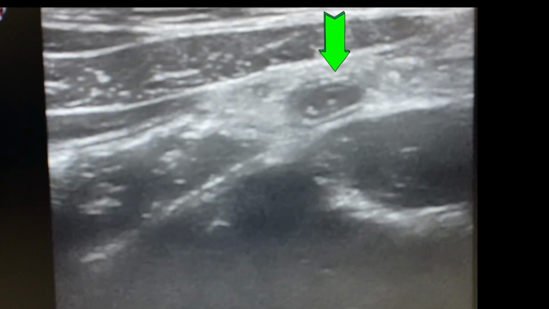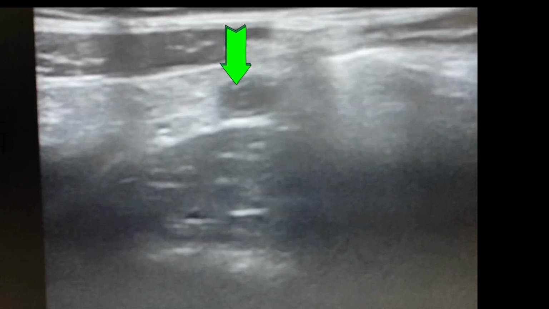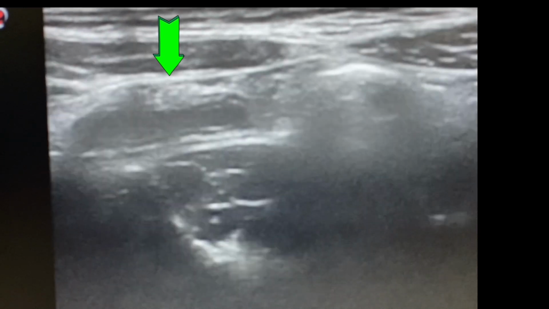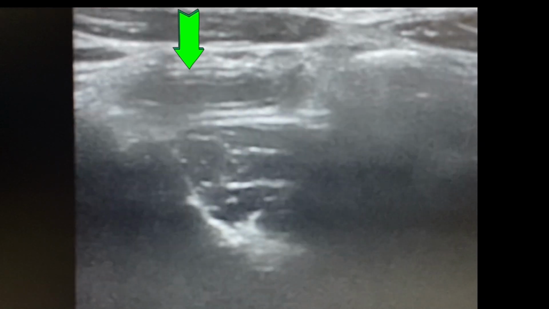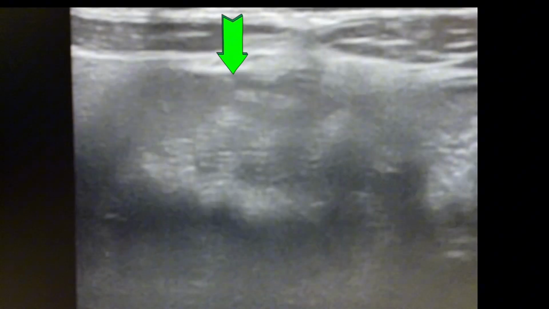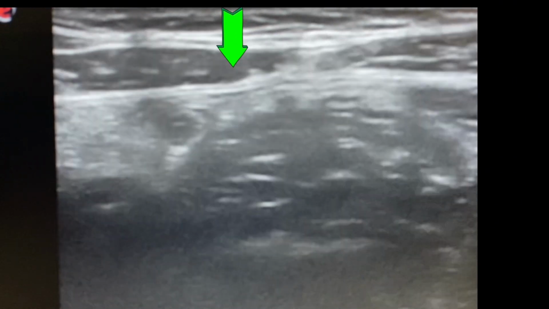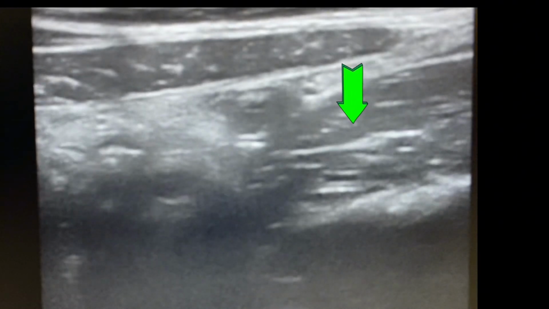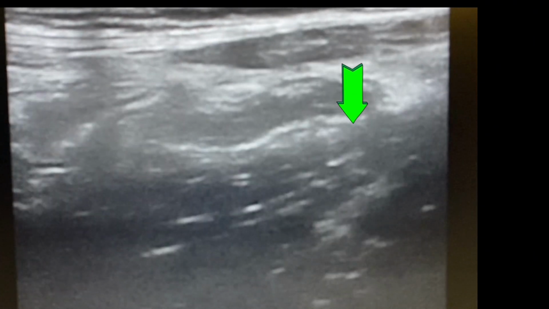Now here we see a rounded mass anterior to the muscle layer. When I rotate my probe along its longitudinal axis, we see a tubular structure. On compression, the patient is feeling pain here. Here we see fibers of the iliac muscles, which are hypoechoic and hyperechoic, posterior to this lumen.